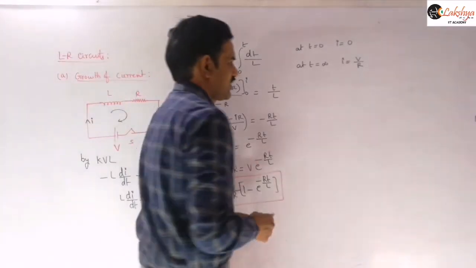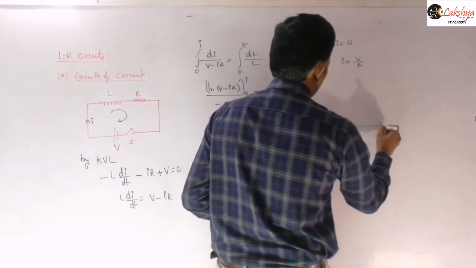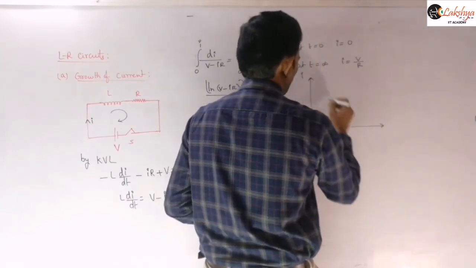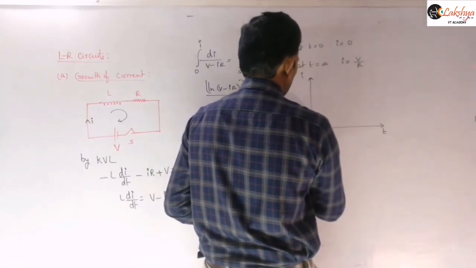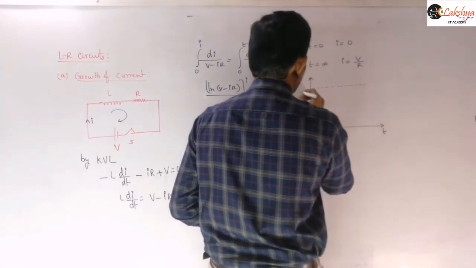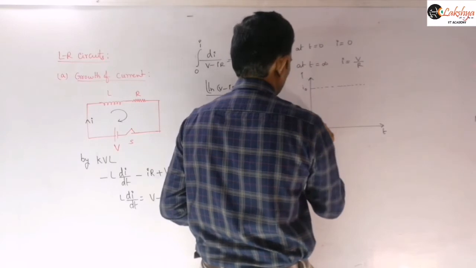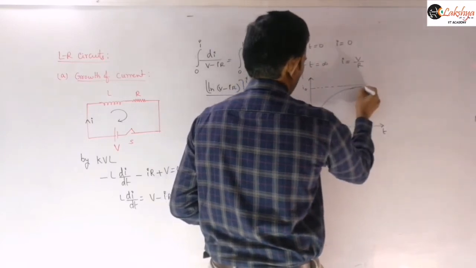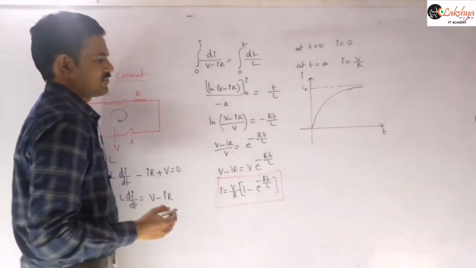And if you are representing it graphically, we can represent it like this. So this is I versus t. Now it is increasing gradually here. This is our maximum possible value, which is V by R. So it is increasing there, that means that is nothing but growth.